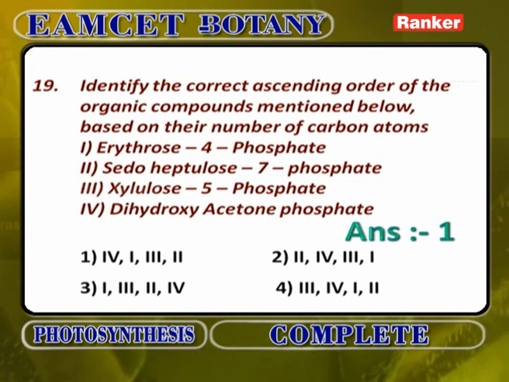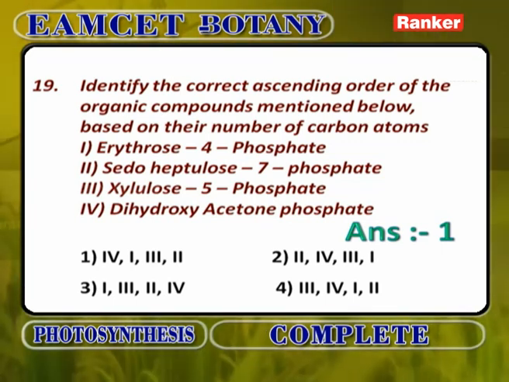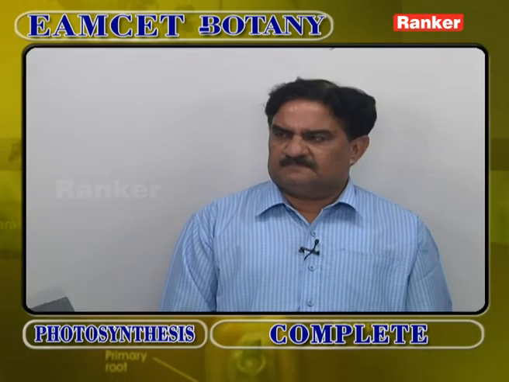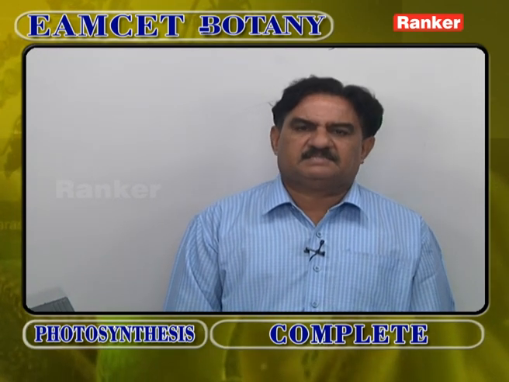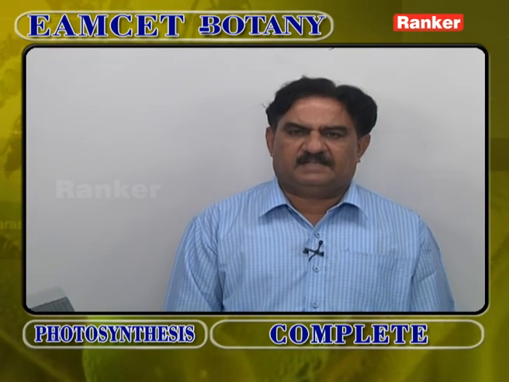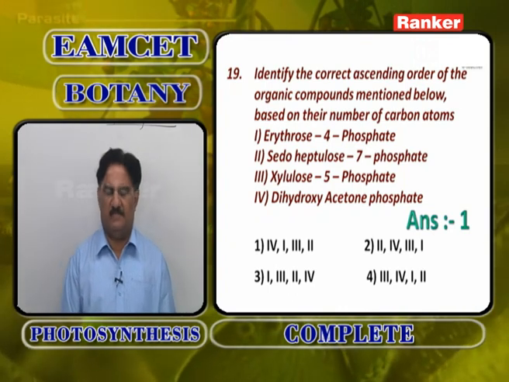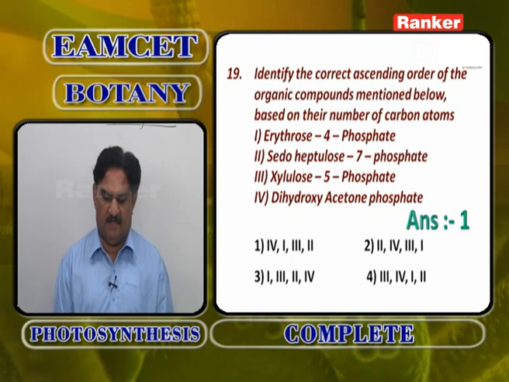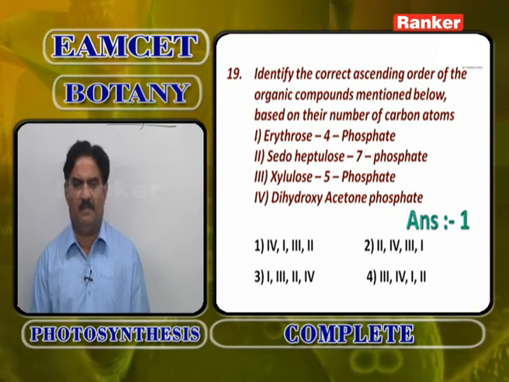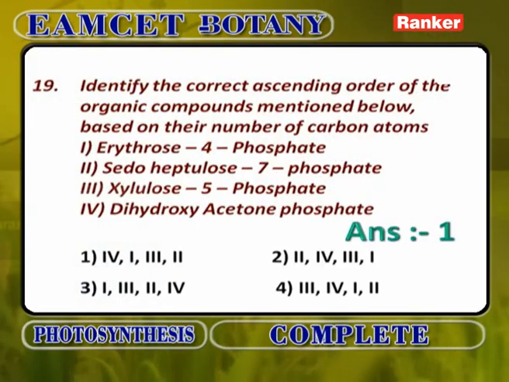So, identify the correct ascending order of the organic compounds based on their number of carbon atoms. The least is 3, dihydroxyacetone phosphate, next is 4, erythrose 4-phosphate, next is 5, xylulose 5-phosphate, next is 7, pseudoheptulose 7-phosphate. So 4, 1, 3, 2 will be the answer, that is the first option.